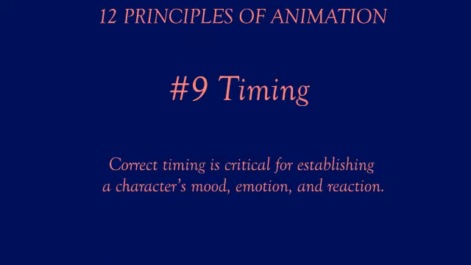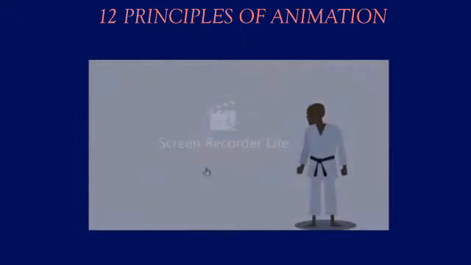The 9th principle is timing. Referring to the number of drawings or frames for a given action, correct timing is critical for establishing a character's mood, emotion, and reaction. Simply put, use more frames to create slower action, and fewer frames for faster action. Now watch this guy who has ninja skills.